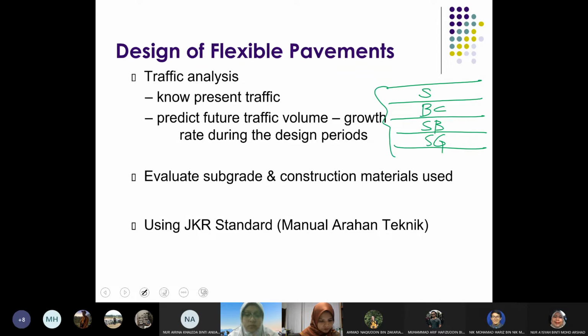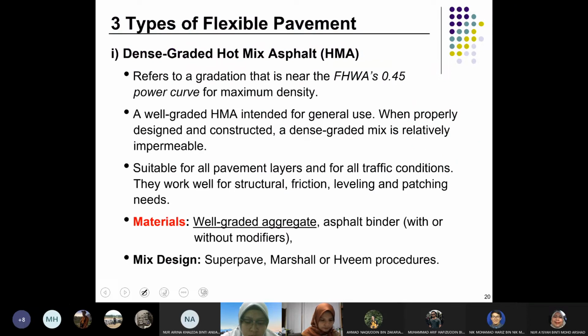In order to design, what should you know? You should know the present traffic. Berapa banyak bilangan kenderaan di atas jalan tu. Kalau you nak buat jalan tu nak last for 20 years, you need to have a prediction of 20 years time punya traffic volume. Okay, this is the traffic volume future. Yeah, dia kena tahu yang current, existing, and also future. Kalau nak untuk 20 tahun, kena predict for 20 tahun. Okay, and then you can evaluate the subgrade and construction material use. You nak guna material apa. Okay, and use the JKR standard.